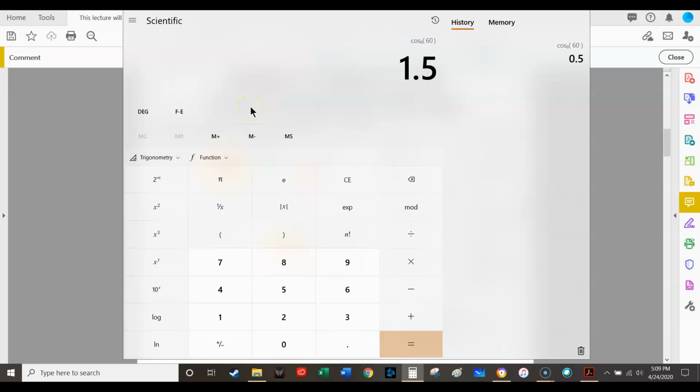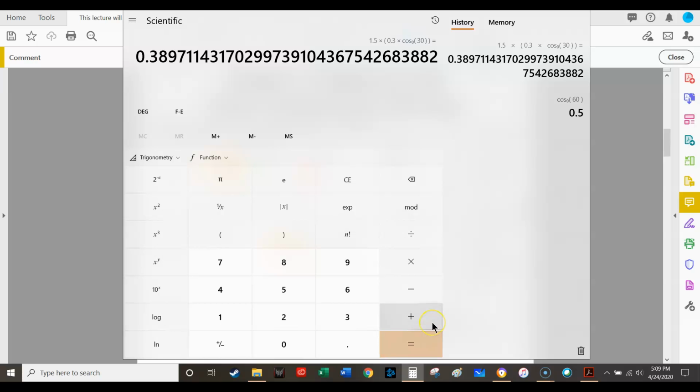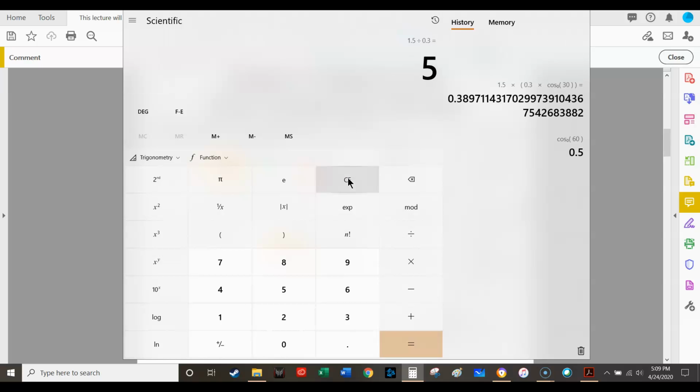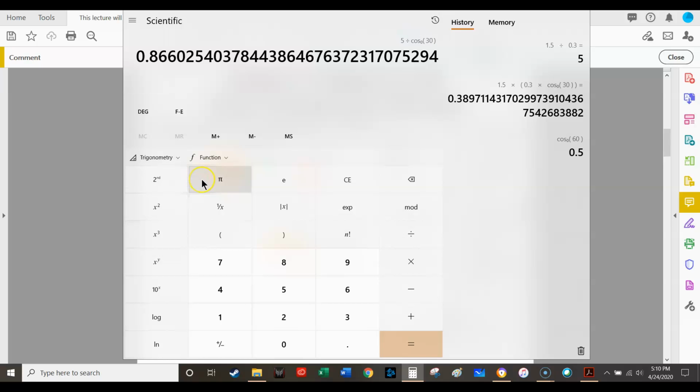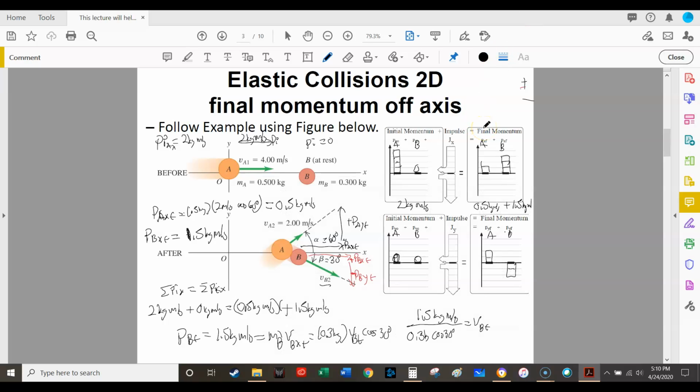So 1.5 divided by 0.3 times cosine of 30 degrees in parentheses, equals... Okay, let me just make sure that's right. I think I might have made a mistake. 1.5 kilogram meters per second divided by 0.3, and divide that by cosine of 30 degrees equals 5.77. So this final velocity is going to be 5.77 meters per second.